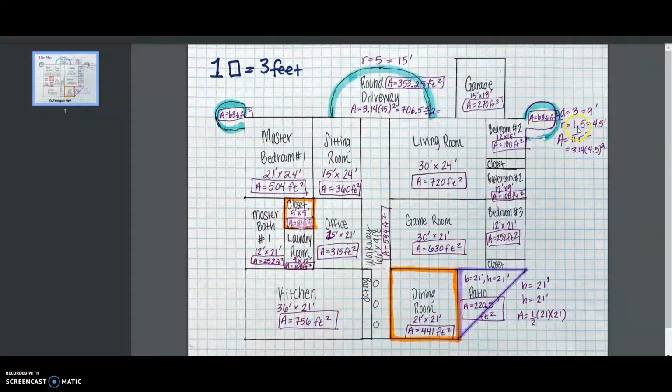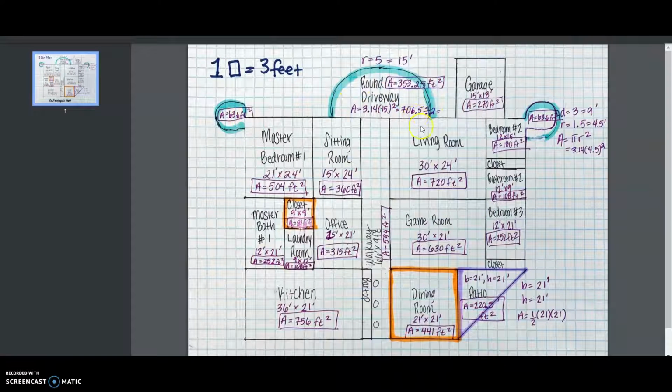Now I have to take that 1.5 and multiply it by 3 because I'm multiplying every square by 3. When I do 1.5 times 3, I get 4.5 feet for my radius, okay? So to find the area of this whole circle, I would do pi times radius squared. Pi is 3.14 times 4.5 squared. If you don't know what squared is, I just need you to multiply it by itself, okay? So 3.14 times 4.5 times 4.5. We should already know what that is by now. When I did that, I got 63.6 feet squared. This one was the same, so I labeled it like so.